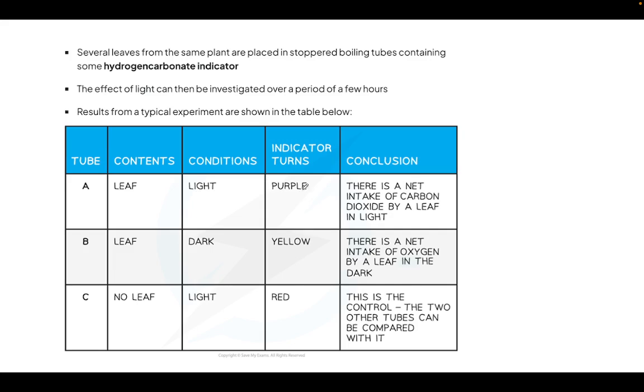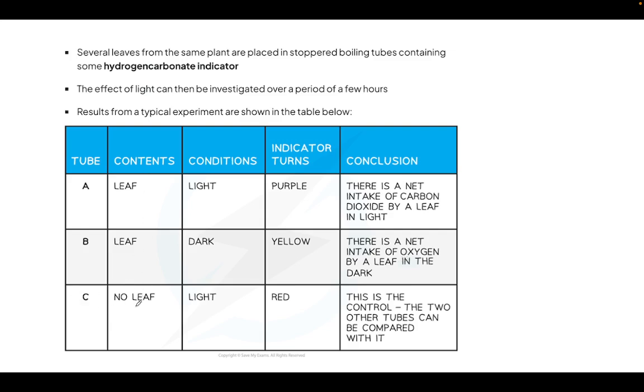For those who understood the previous slide of ours, I think we're easily understanding that. If we have a leaf in the light, photosynthesis will happen, we use carbon dioxide, so we have less carbon dioxide. That means it will turn purple. There is a net intake of carbon dioxide, so photosynthesis is happening. If we put our plant in the dark, like I said, respiration will happen more. If respiration happens more, there is a release of a lot of carbon dioxide. If we release a lot of carbon dioxide, the place will become more acidic because the pH is lowered, then the indicator will turn yellow. There is a net intake of oxygen by a leaf.